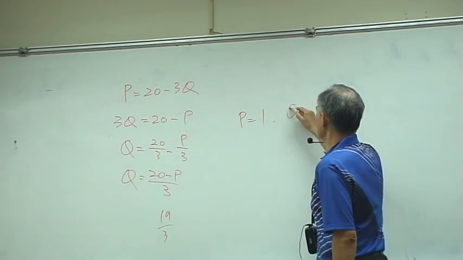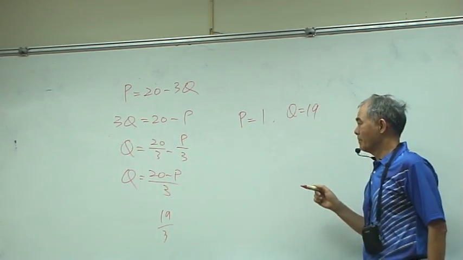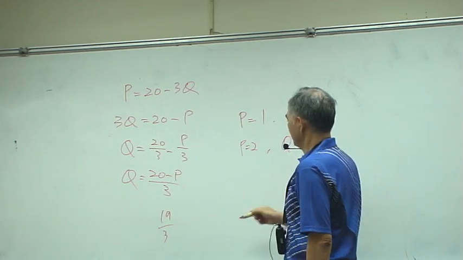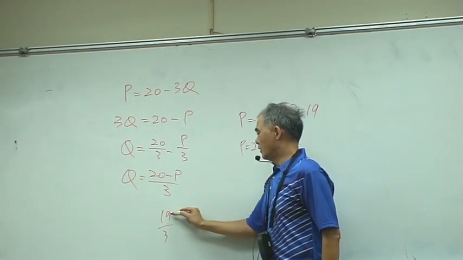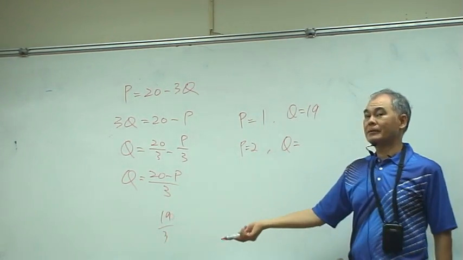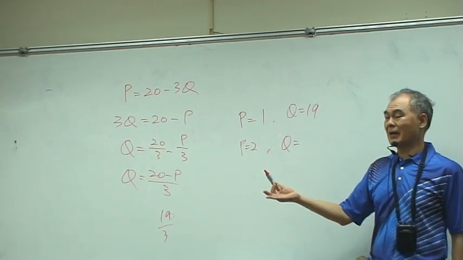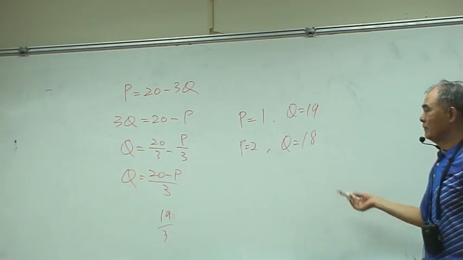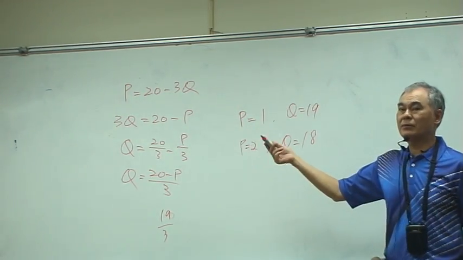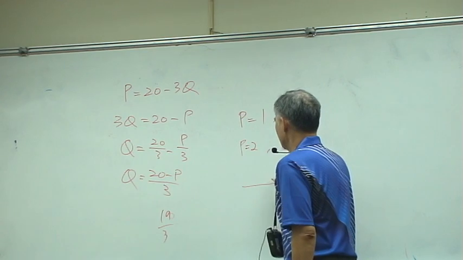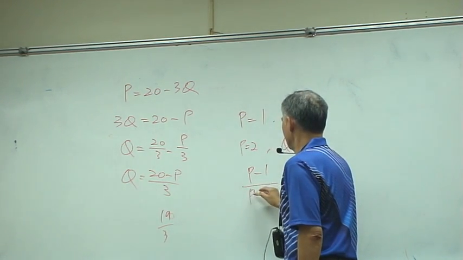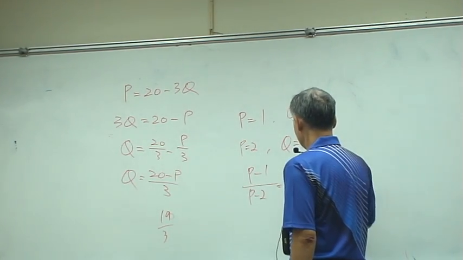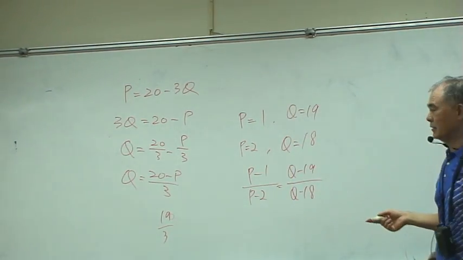So Q will be 19, okay? And then P equals 2. Q will be 18 over 3, okay? But we have 3 persons like that. So you will be 18. Okay? So the same thing. We got 2 points, then we can get to a line. So P minus 1, P minus 2, here Q minus 19, Q minus 18. Okay, the same kind of calculation.